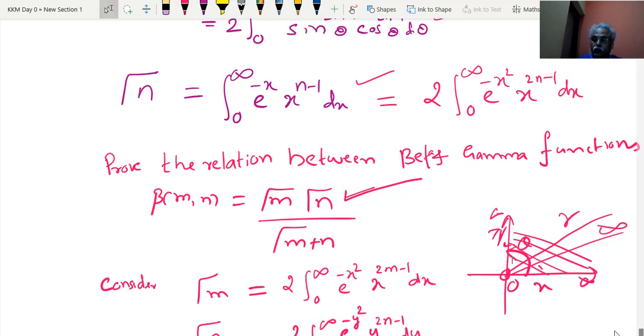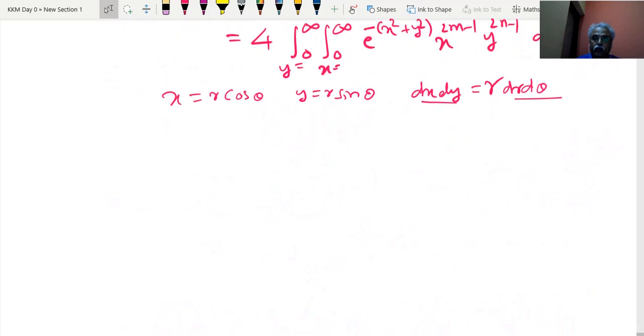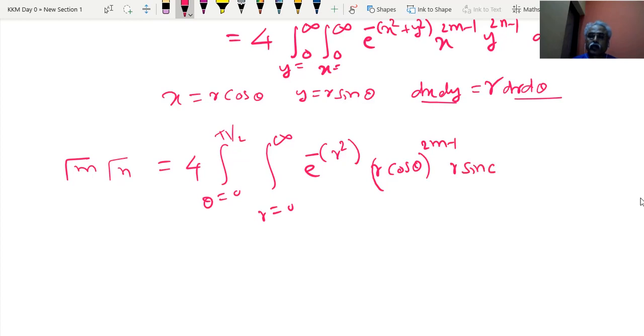Hence, transforming, gamma n now takes the form 4 times integral theta 0 to pi by 2, r 0 to infinity, e raised to minus r square, because x square plus y square is r square. X is r cos theta. After transforming, xy should not remain.